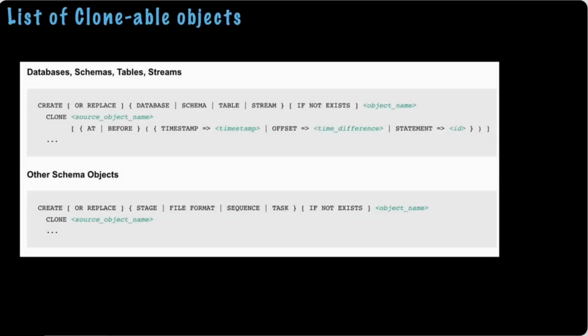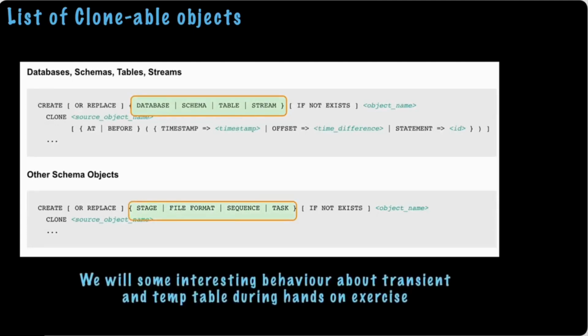Let's summarize it a bit. So these are the 8 objects which can be cloned as per the Snowflake documentation. However, if you clone a database or schema, there are many other objects which belong to the parents that will get cloned automatically. So there is a difference between what can be cloned and what gets cloned automatically from the parent object. Users and user roles cannot be cloned using the clone keyword. And there are also many other account level objects which are not candidates for cloning. We'll also see some interesting behavior of the transient and temporary tables during the hands-on exercise.